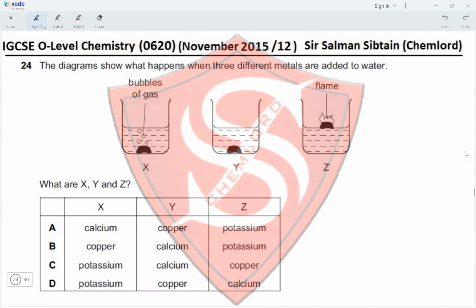So let's look at Z first. Potassium is a group 1 metal. Copper is a transition element. Calcium is a group 2 metal. So this eliminates options C and D.